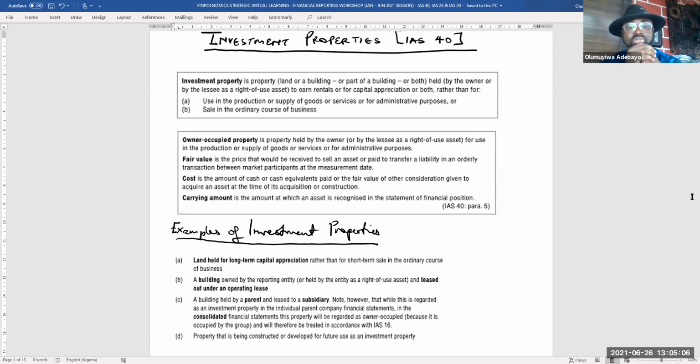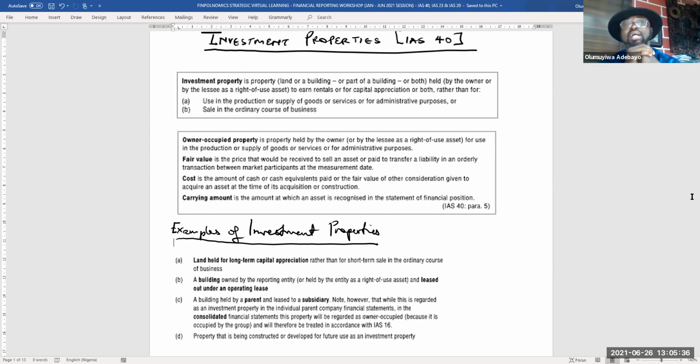Okay, another example is a building owned by a reporting entity, and it is leased out under an operating lease, the entity being the lessor in that case. Do you get what I'm saying now? In that situation, you own a property, and the only thing you do with that property is what we just discussed, that you let it out solely. You are not occupying it, but just to have rental income.